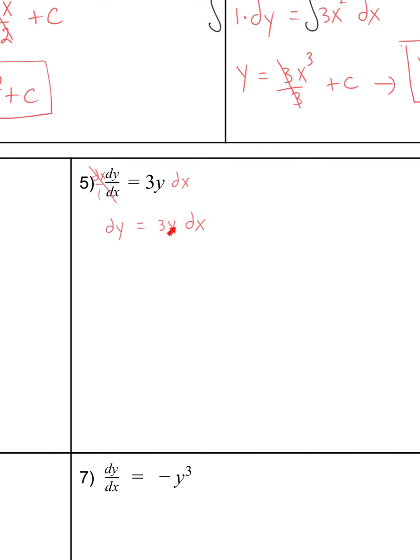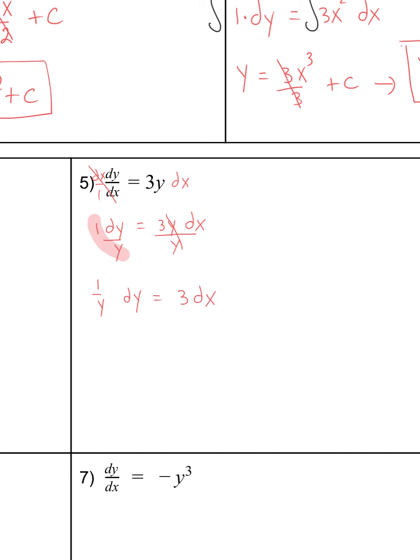Now I need to move this y over to the left. I'm going to leave the 3 here simply because it's going to be easier, and you'll see what I mean in a few minutes. So we're going to divide both sides by y. On the left, this is the same as 1 dy, so I'm going to pull this out front and write that as 1 over y dy, simply because I know the antiderivative of 1 over y. I don't know the antiderivative of a fraction. On the right, these y's are going to cancel out, and I just have 3 dx.